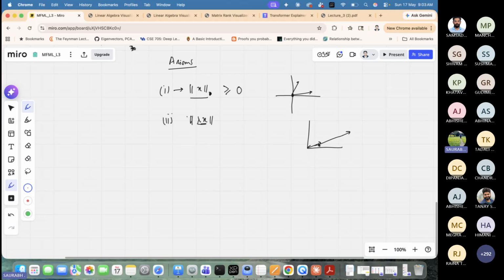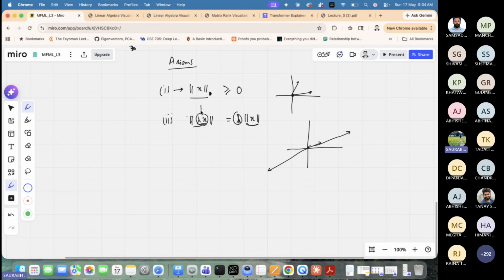If you multiply it with a negative number, it will go in the opposite direction, but it will stay on the same axis. That is what we have been discussing so far. But if you scale the vector and then take the length, it is almost similar to just scaling the length of the vector. You take the length of the vector and then scale it independently. So this is the second axiom that you have.